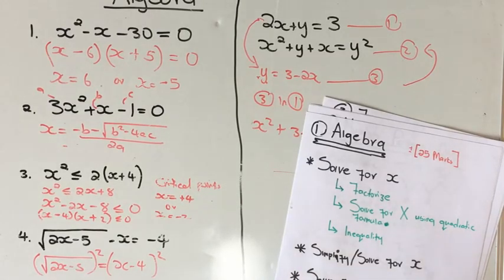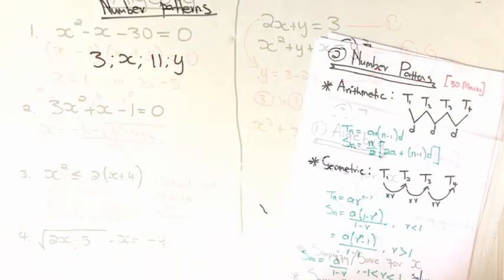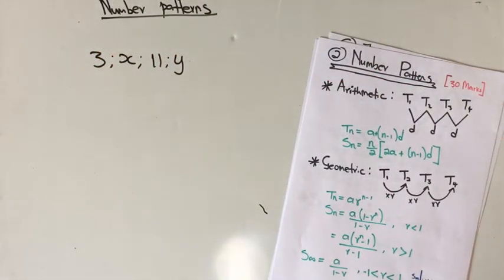All right. So now let's look at number patterns as the next chapter. All right, so coming to number patterns, there are basically 3 sequences that we cover in grade 12. That's the arithmetic, the geometric, and the quadratic sequence. I'm going to start with the arithmetic sequence.